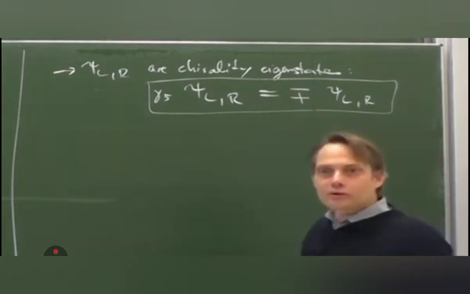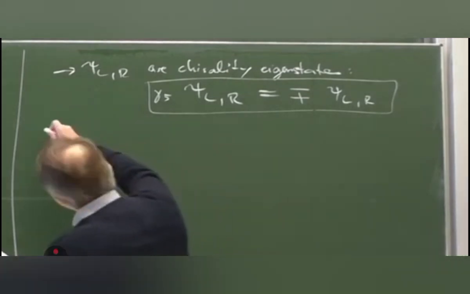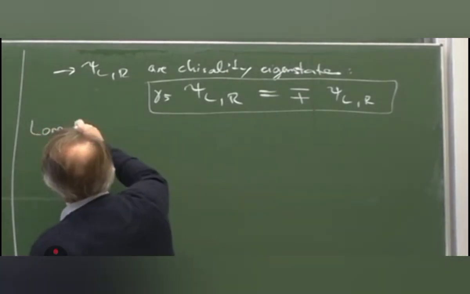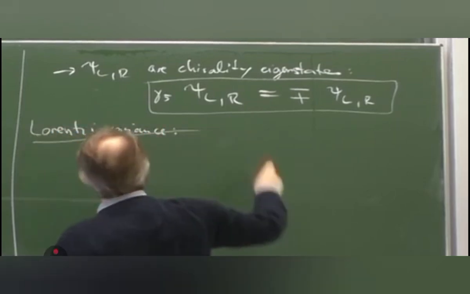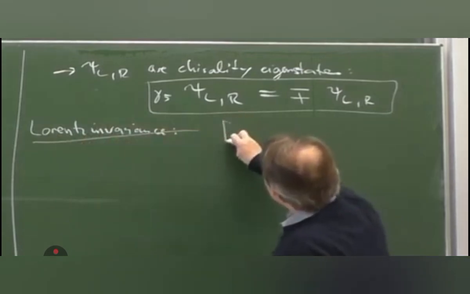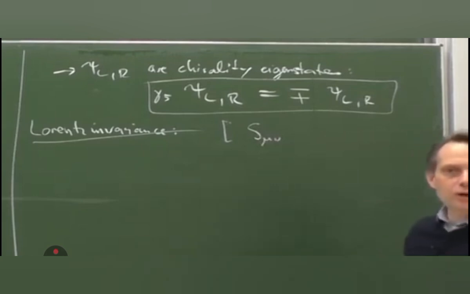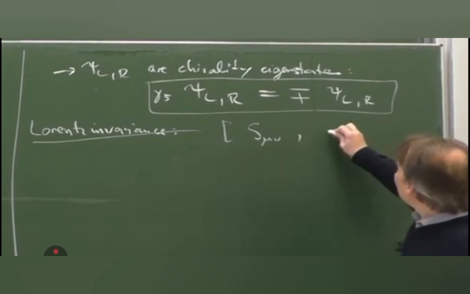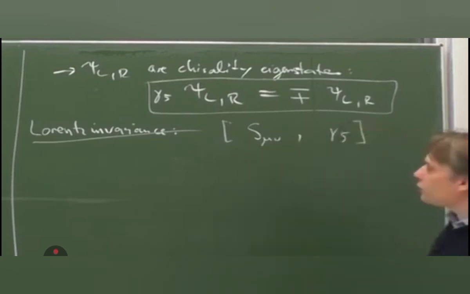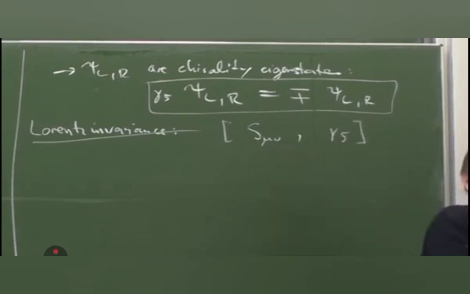And now let us continue to discuss why this is interesting and important, and for that let us look at Lorentz invariance properties. The Lorentz transformations are governed by our spinor representation S mu nu, which is a commutator of gamma mu, gamma nu. And so now we have to ask, what is actually the commutator of S mu nu with gamma 5? Twenty seconds of time for you to think. What is this commutator?